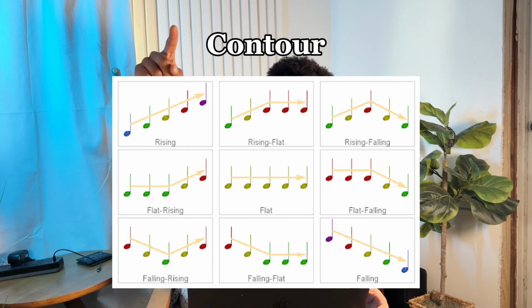The fourth part of writing a great melody is to pay attention to the overall contour. Now, the contour of a melody refers to the overall shape of the melody. Is your contour going up? Is your contour going down? Is your contour curved, going up then down, or down then up, etc.?